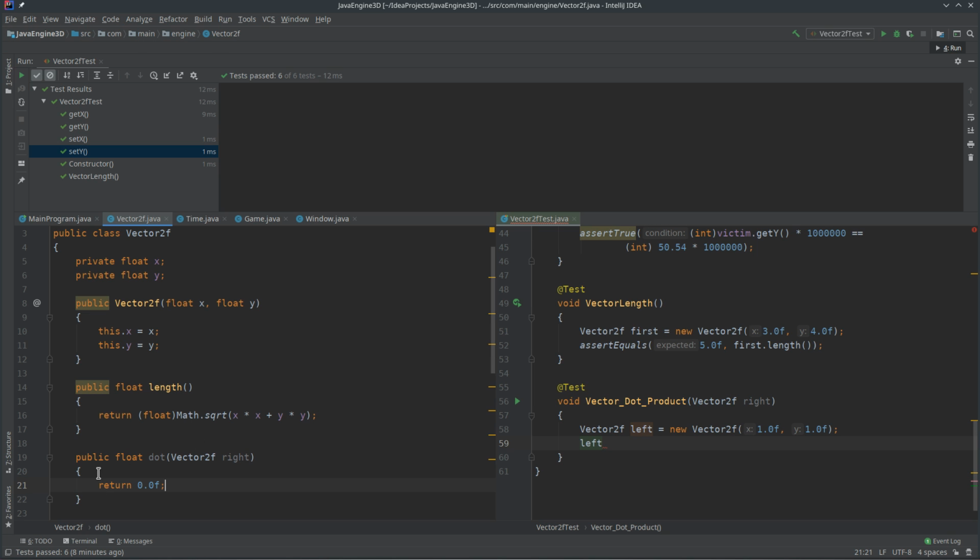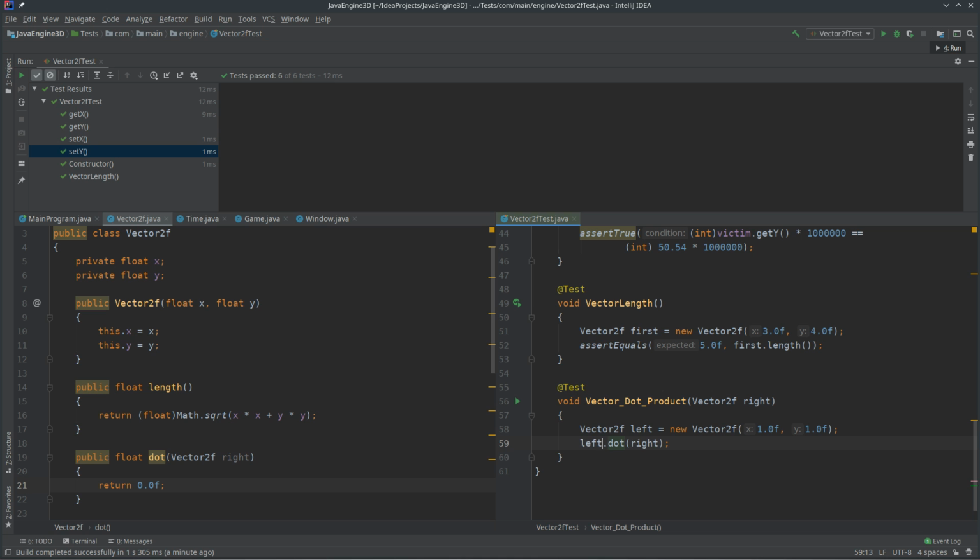There we go. Is that a valid function? Does it compile? Make sure it compiles. Yep, it compiles. So now I can write in my test left dot right, and what does that give us? That gives us a float. This is going to be awful, isn't it? I don't think this is going to work.